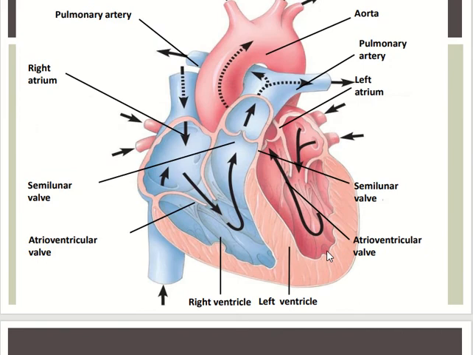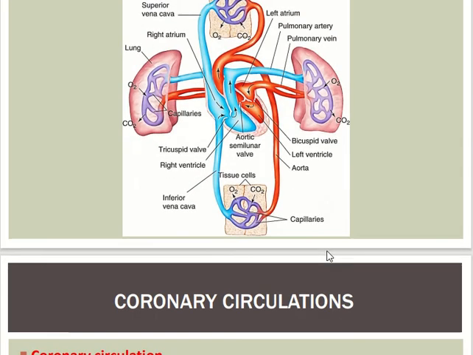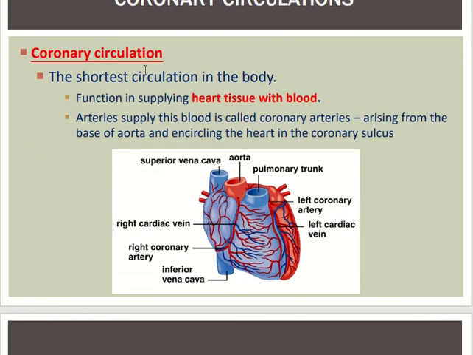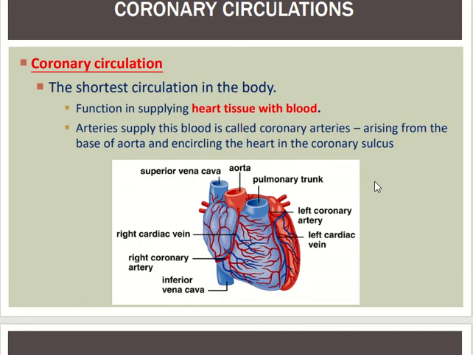Okay. Meanwhile, coronary circulation refers to the circulation of blood within the heart itself. So what happens here? Of course, the heart itself is an organ, right? So the heart also needs oxygen to keep operating, to keep functioning. So coronary circulation is to supply the heart tissue with blood.